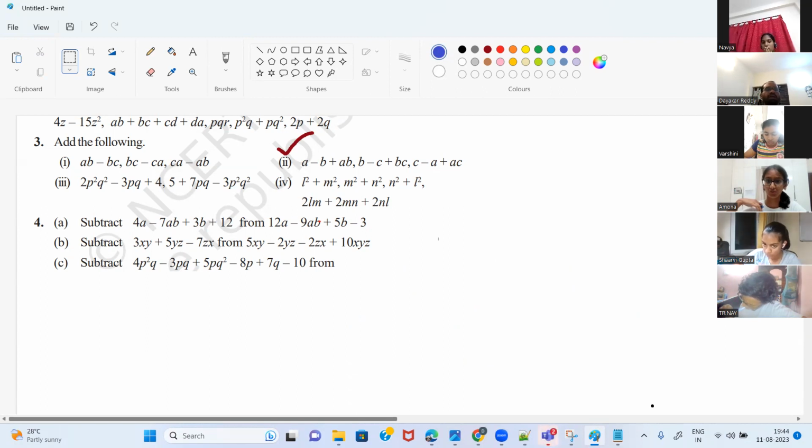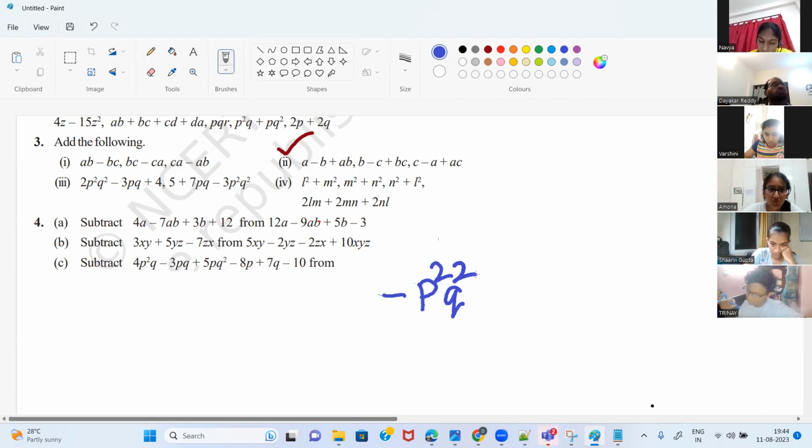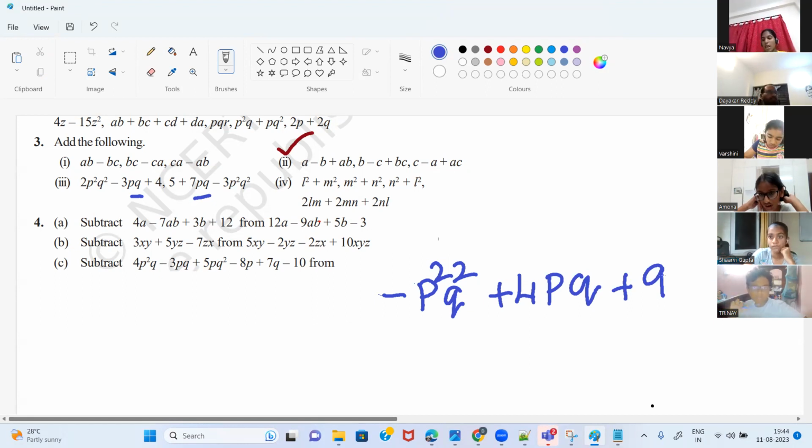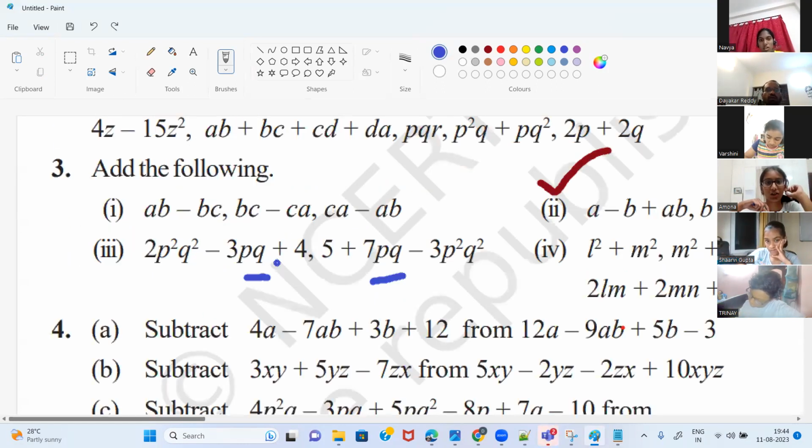See, what is the third problem, right? See here, 2p square q square minus 3p square q square, which is minus p square q square, right? Next, what is that? So the answer is 2. Minus 3pq and 7pq will become plus 2pq. Plus next constant, 4 plus 5 is 9. That's it. What is this for L? L square.